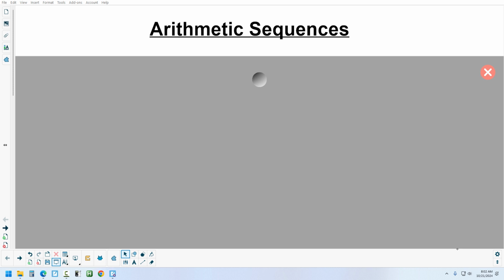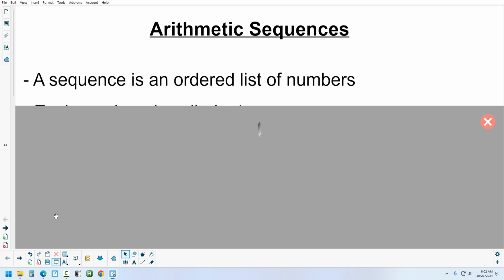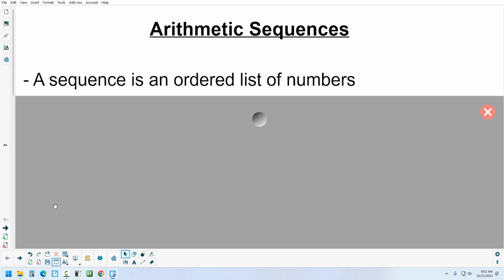So this week we're going to take a look at what's called arithmetic sequences. Basically, a sequence is just a list of numbers that has a pattern to it. That's the whole point behind a sequence. Once you see the first few numbers, you can predict the next one based on the pattern that you're seeing. When it's an arithmetic sequence, the pattern has to follow a certain rule to get the next number, and I'm going to show you what that rule is.